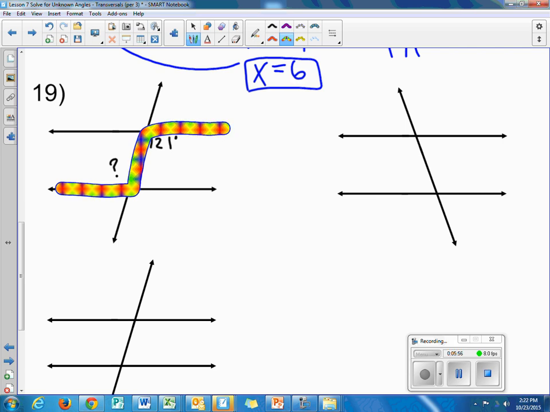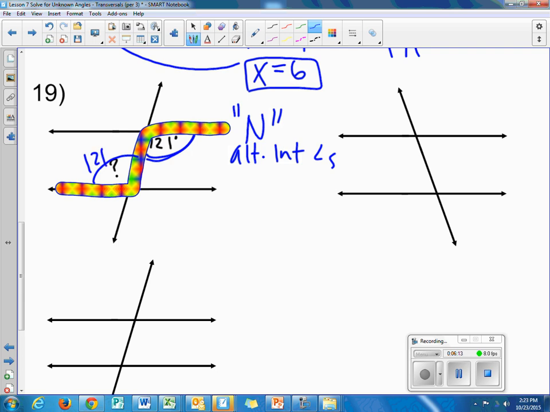Okay, so we have these two angles. Are they equal? They're both obtuse. Okay, they are what type of angles? N stands for what? Alternate interior angles. So they're equal to each other. If this is 121, this is 121, literally, that's it, done. Reason and answer. Very good.